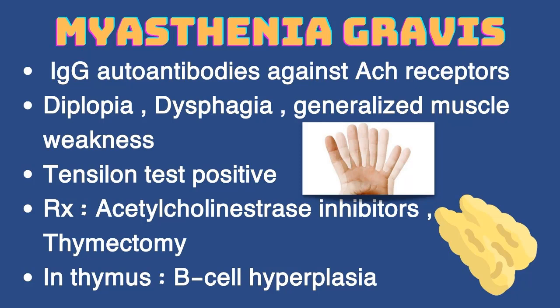This is an autoantibody against the acetylcholine receptor. It's an IgG antibody. And so that's an example of type 2 hypersensitivity, as is Graves' disease, which is an IgG antibody against the receptor. That, by definition, makes it type 2. Whether you destroy the receptor or just block it is irrelevant. Acetylcholine can't hook into it, and so you're going to get muscle weakness.